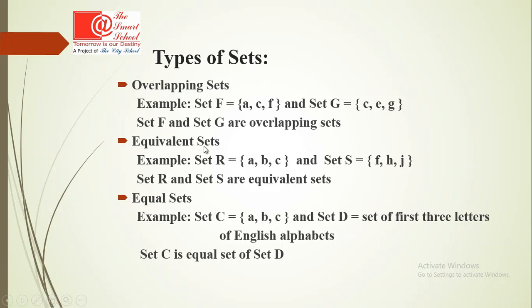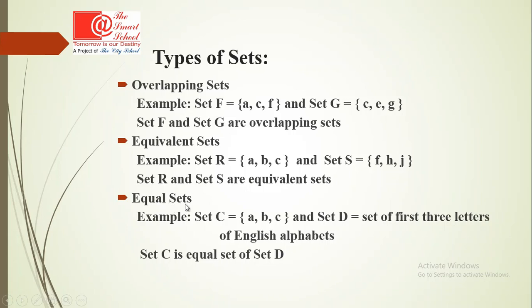Now, equivalent sets. Again, the word is telling it is not equal but has some similarity. For example, set R has members A, B and C, and set S has F, H and J. It has 3 members and this set also has 3 members. So the members are different but the number of elements is the same. This is called equivalent sets. So set R and set S are equivalent sets.